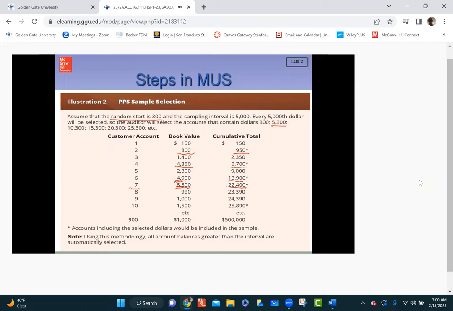So we would continue on like this, and we would be sending out confirmation to these different accounts. Okay. I have a question. For customer account seven, when you say we're going to be sampling two items, can you give an example of what that would look like? What kind of an account are we looking at for as an example for right now, and what would the two items be?